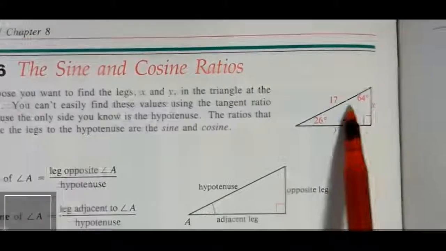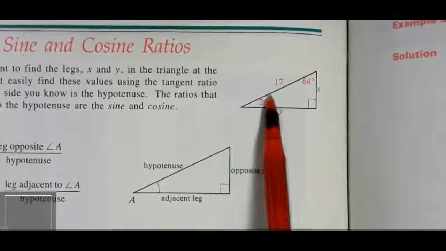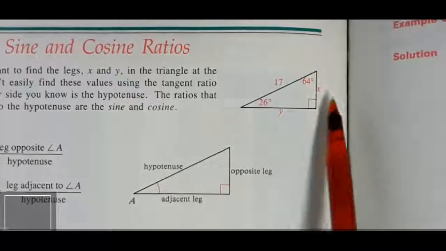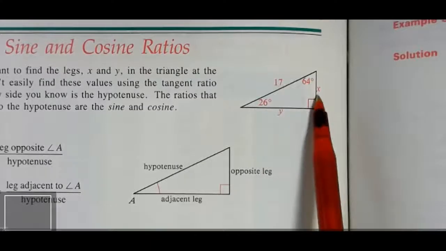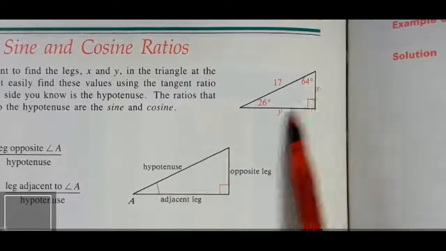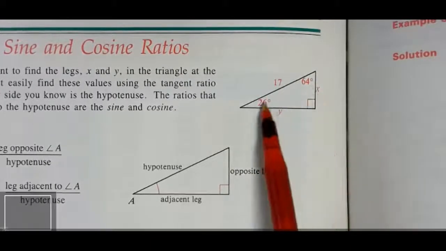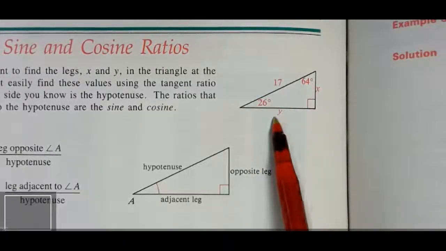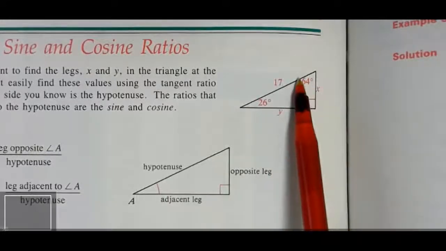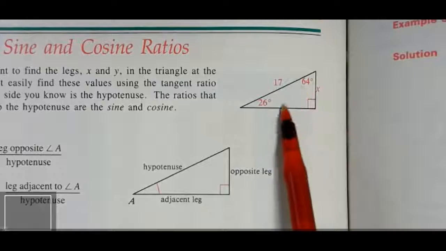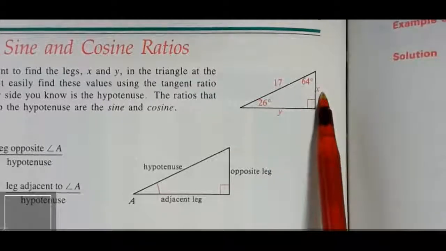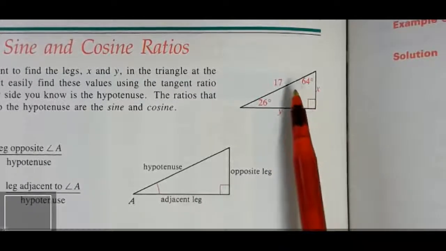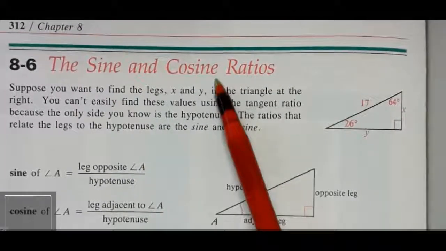So for example, if we are given this triangle, we're asked to find x and y. If you look at this, there's no way we could find x and y because we're going to have both variables. If we find tan 26, it's going to be opposite over adjacent. We can't solve when we have two variables at the same time. If we look for tan 64, it's going to be opposite over adjacent. Again, we can't find it. So we need the sine and cosine.